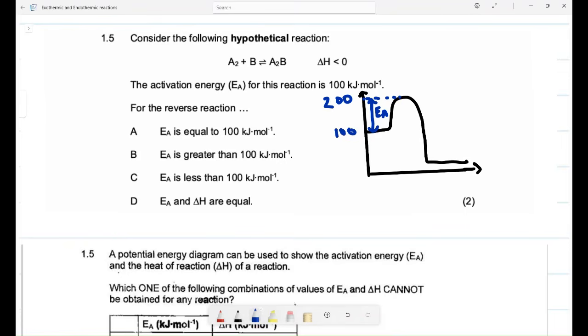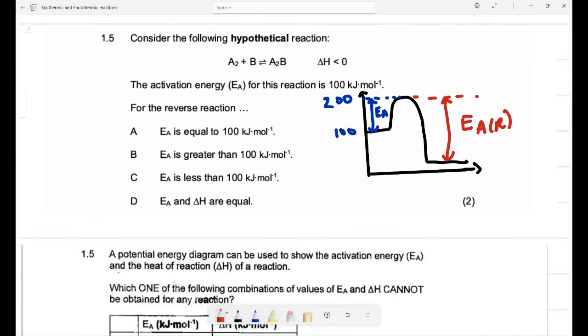Now this is for the forward. Remember, everything that you are given here is information for the forward. The activation energy for this reaction is 100, and it is for the forward. Now they ask about the reverse reaction, so let's look at the reverse reaction. This is EA for the reverse reaction, and it is greater than, let me just say, for the reverse.